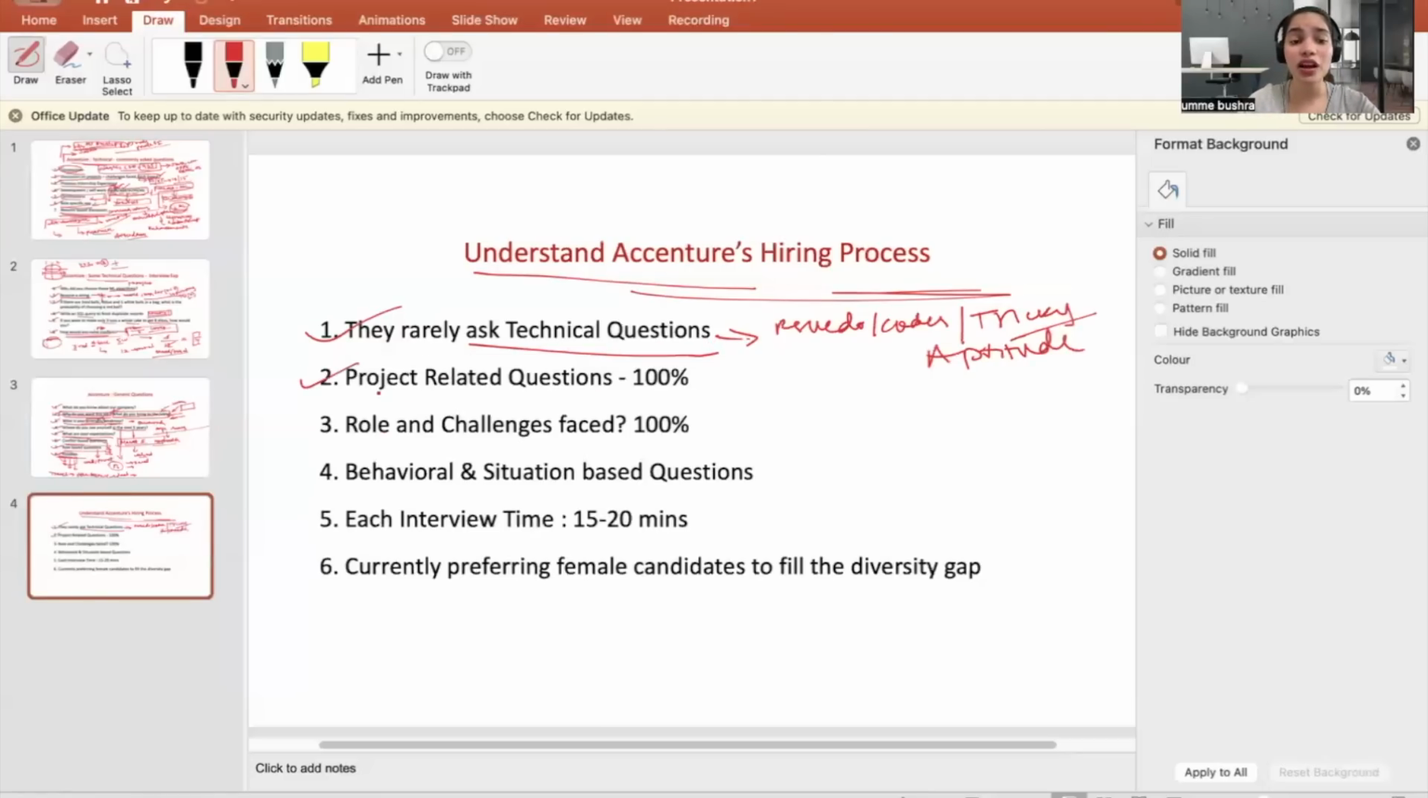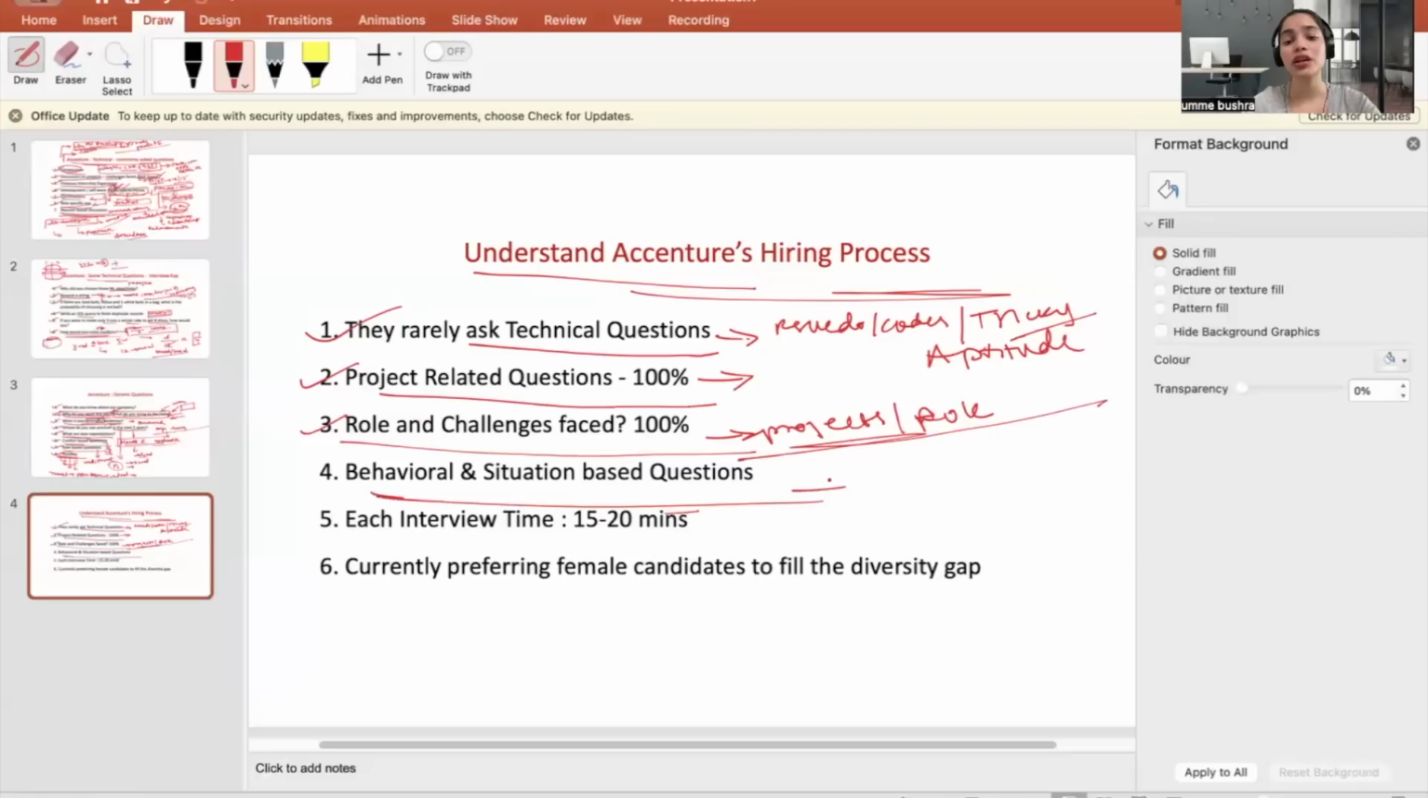Project related questions, the probability of being asked project related questions is 100%. So the projects that you have mentioned on your resume are definitely going to be discussed. Roles and challenges faced also come under your projects, and under whatever role you're getting hired for. So you have to be very well versed with that. And if you have worked on the project thoroughly, you will definitely be able to answer these questions. Behavioral and situation-based questions, we have tried talking about conflicts, hobbies and the situations given. All of these questions are going to be covered under this section.